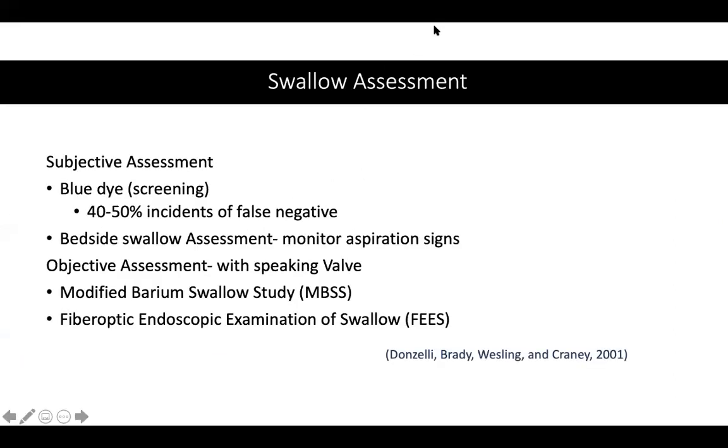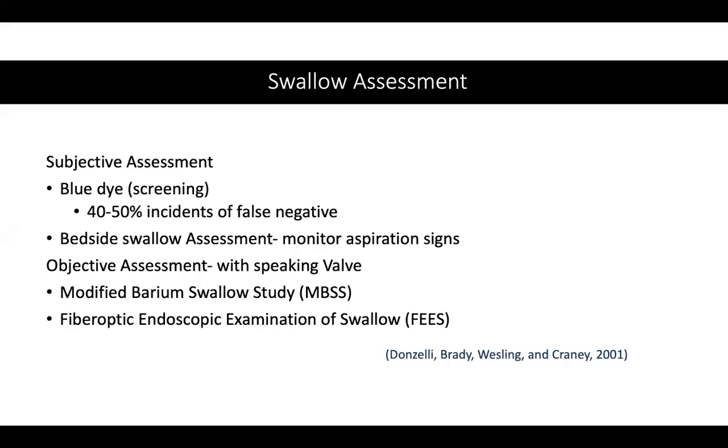So what are the tools for swallowing assessment? We have subjective assessments and objective assessments. We have our regular bedside swallow assessment where we try different consistencies: thin, nectar, puree, soft solids, and hard solids. And we have the blue dye assessment. Are you guys familiar with the blue dye assessment or not?